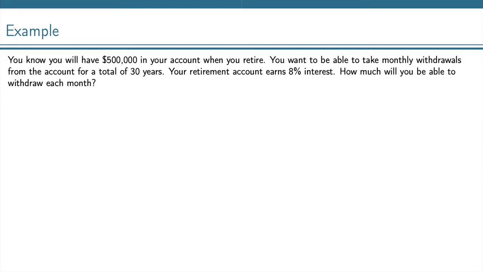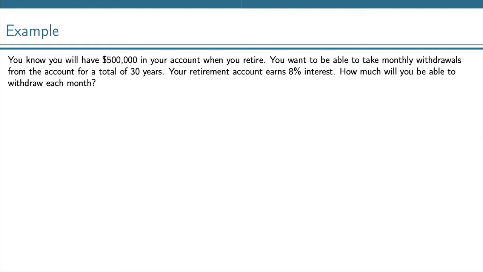You know you will have $500,000 in your account when you retire. You want to be able to take monthly withdrawals from the account for a total of 30 years. Your retirement account earns 8% interest. How much will you be able to withdraw each month?